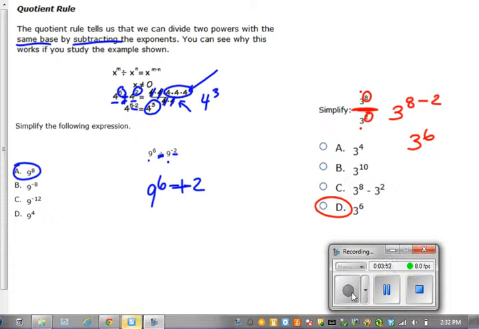Again, with product of powers and quotient of powers, the most important thing is making sure that we have that same base number, and then we need to add or subtract those exponents.